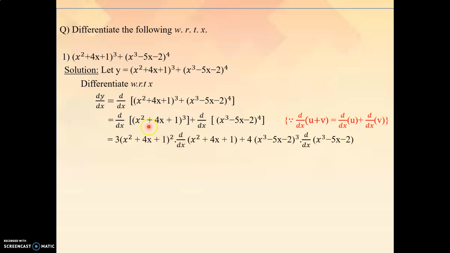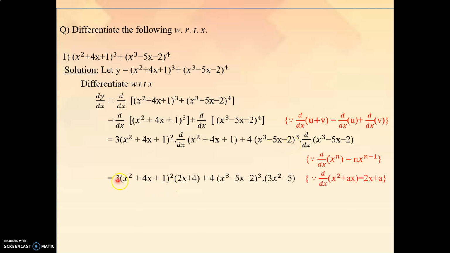Now the derivative of the first function is in the format of derivative of x raised to n, and we all know that the derivative of x raised to n is n x raised to n minus 1. Here in the place of n it is 3. So 3 into x raised to 3 minus 1, that is 2, into derivative of x square plus 4x plus 1, because this is not in the format of x. It is a quadratic expression, so you have to take the derivative of this also. Plus, here again x raised to n format.